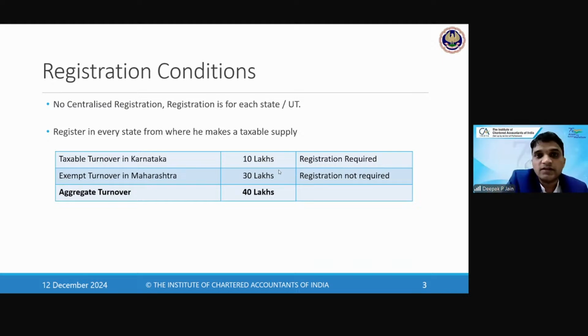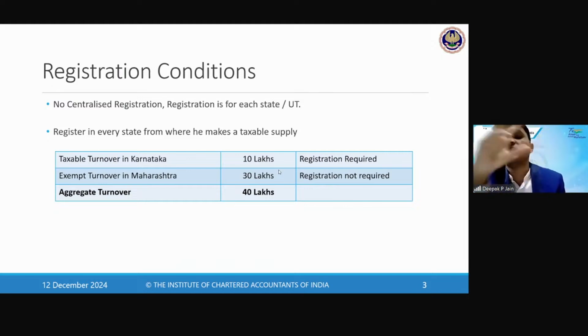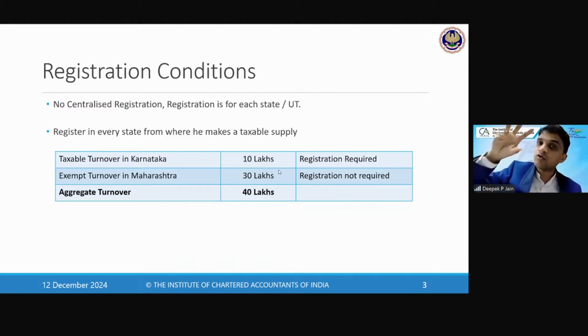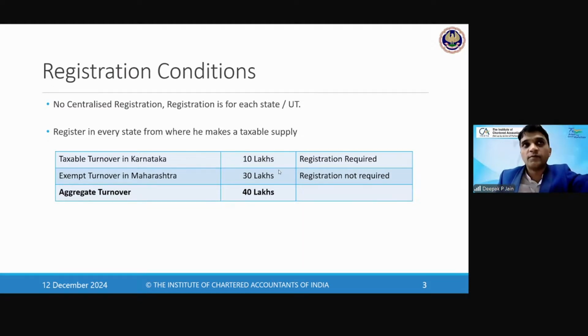Because for the purpose of registration you have to consider the limit of aggregate turnover. If your aggregate turnover crosses 20 lakhs, then you have to take the registration. In this case, your aggregate turnover is 40 lakhs, because for aggregate turnover we see the turnover at the PAN level. What is your sale? You have to see the aggregate turnover, which is PAN level. How much turnover you have across all of India, that you have to see, and then you have to take a registration decision.